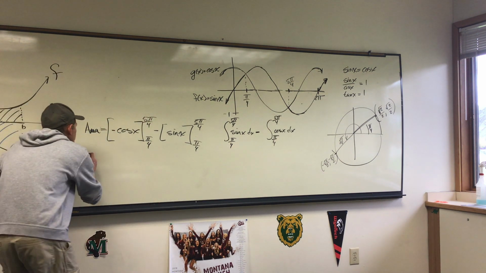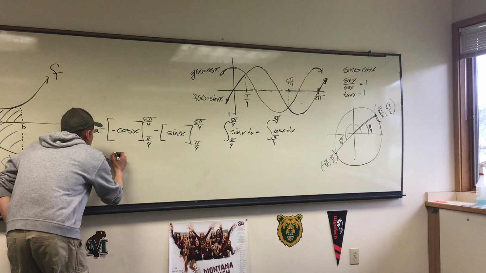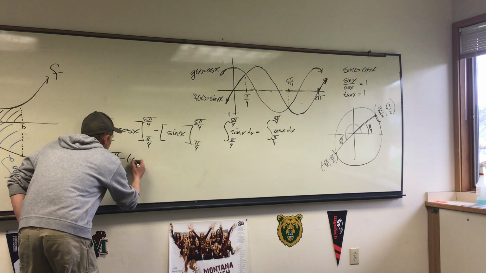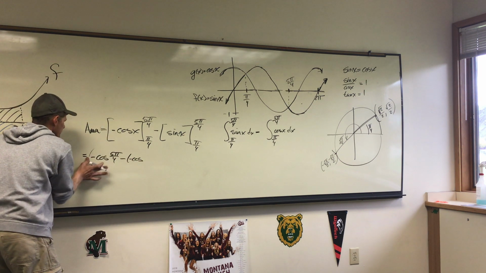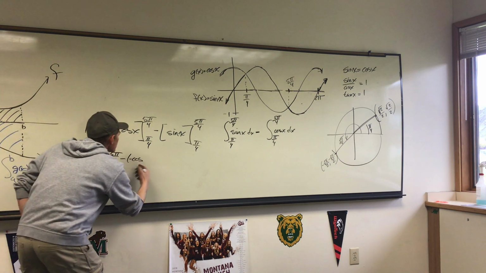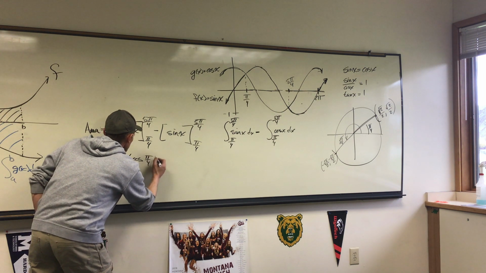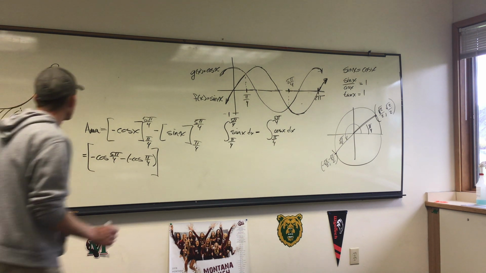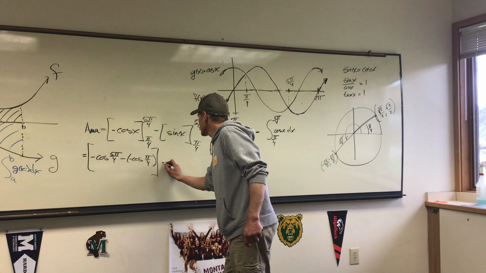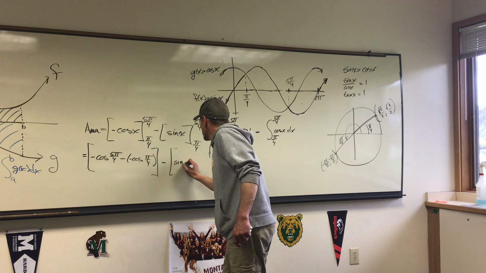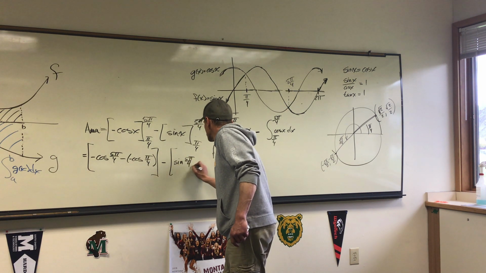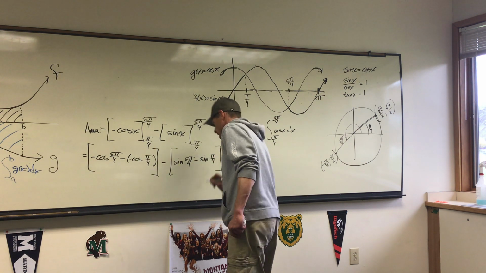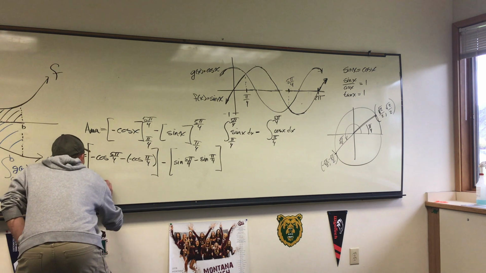And so, the opposite of the cosine of 5 pi over 4 minus the opposite of the cosine of pi over 4, in square brackets. Okay? Minus the sine of 5 pi over 4 minus the sine of pi over 4. So let's do each one of the little parentheses first.